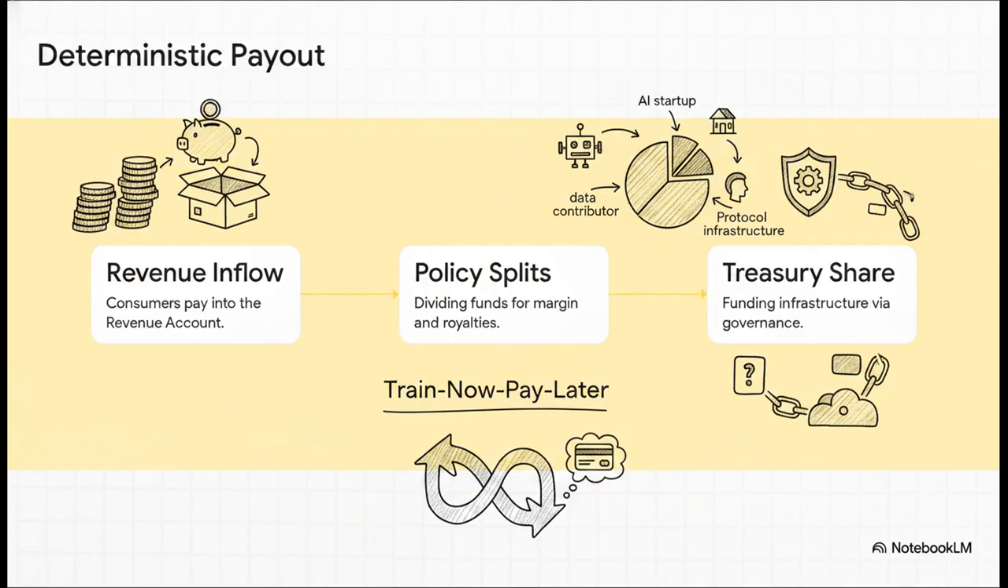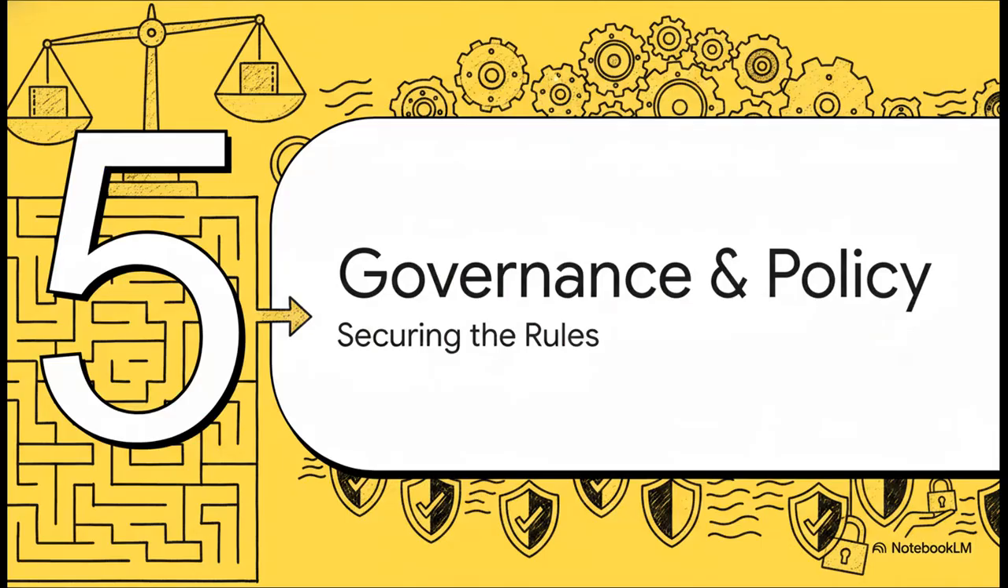But guys, the absolute game changer here is the Train Now Pay Later model, or TNPL. AI builders essentially get a credit line for data. They can access it immediately, train their models, and pay the royalties out of their future revenue. It massively reduces friction for buyers while preserving all the upside for the data contributors. So smart! Finally, Section 5, governance and policy, securing the rules of the game.